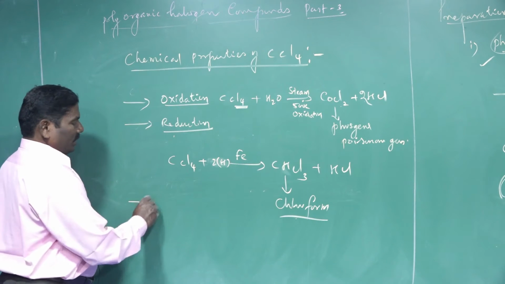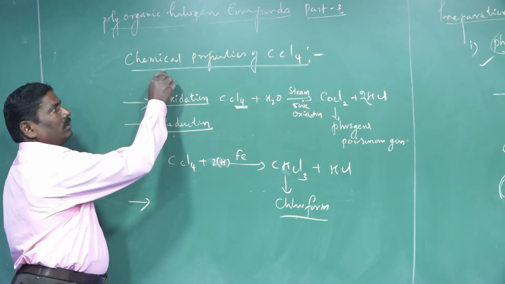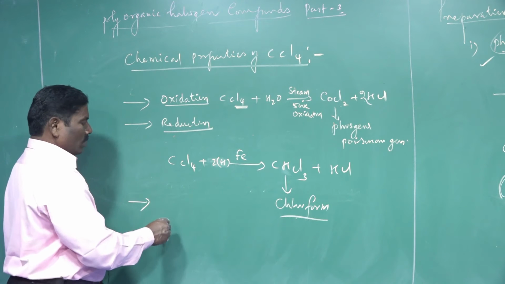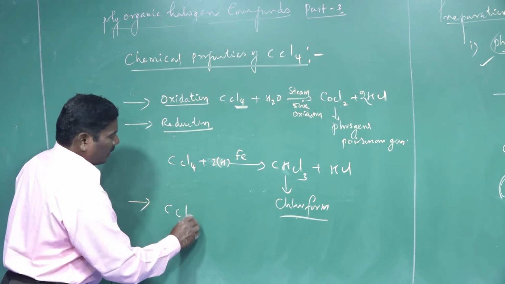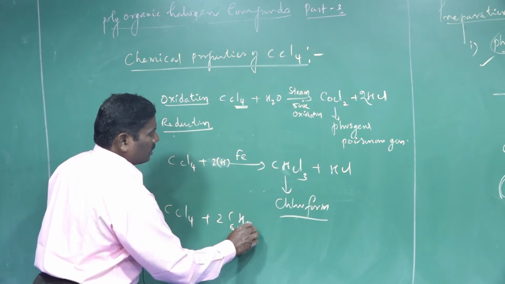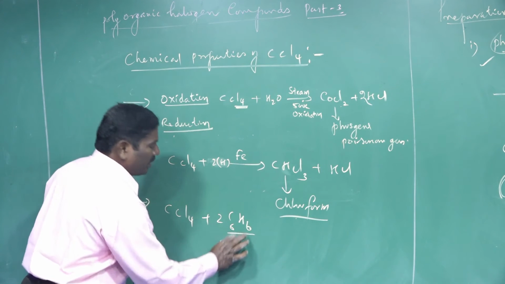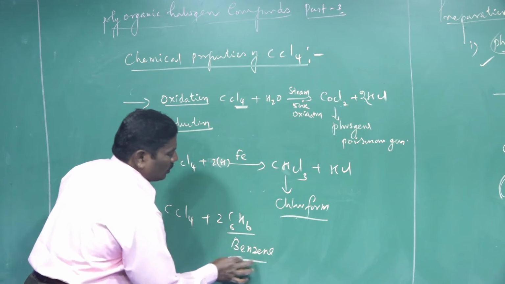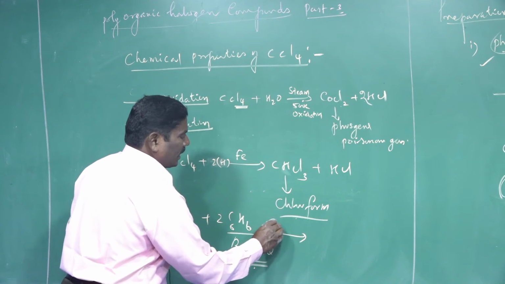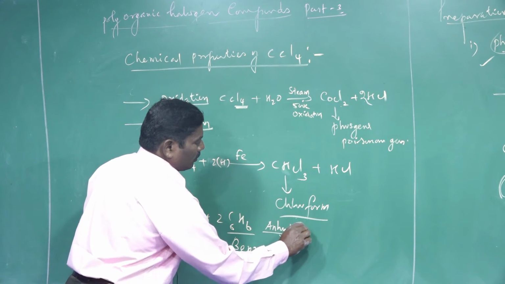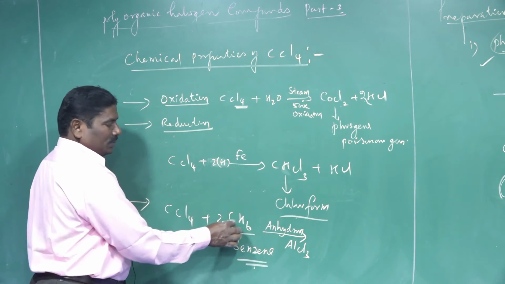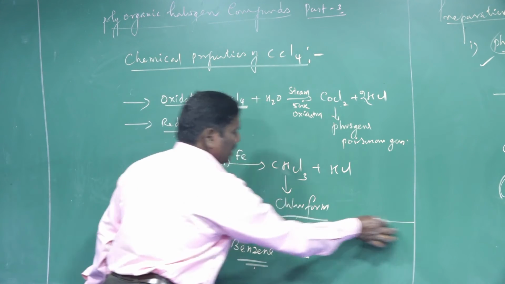Next, the reactions which we are going to see here under the same chemical properties are not given in our book, but are essential for your NEET examination. Now you take the same carbon tetrachloride treated with 2 moles of benzene, C6H6. The catalyst used is the same anhydrous AlCl3.